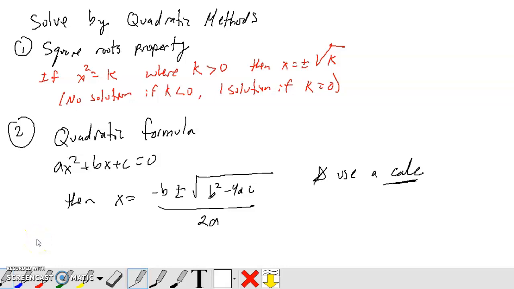All right, so where we left off was solving by quadratic methods. So other quadratic methods besides just factoring, right? And so we have the square root property and the quadratic formula. So let's go ahead and try a few here.